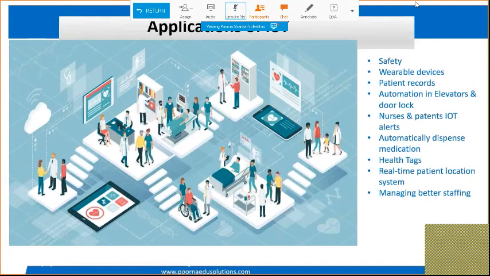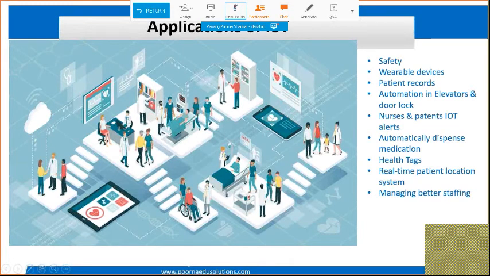And then he will have a small bell and a wearable device. If he presses it, it will be connected to a particular nurse. The nurse will come and the attender will come. Like that, there are multiple buttons, or it can be an application through mobile, which will be automated in the entire hospital. It is all already implemented. So wearable devices are used, patient records are monitored, and there is automation in elevators and door locking in the hospital. Then nurse and patient IoT alerts are happening. Then the medication is also automatically dispensed, like how we get cash from an ATM. If we show the proper prescription signed by the doctor, the medicines will be automatically dispensed.